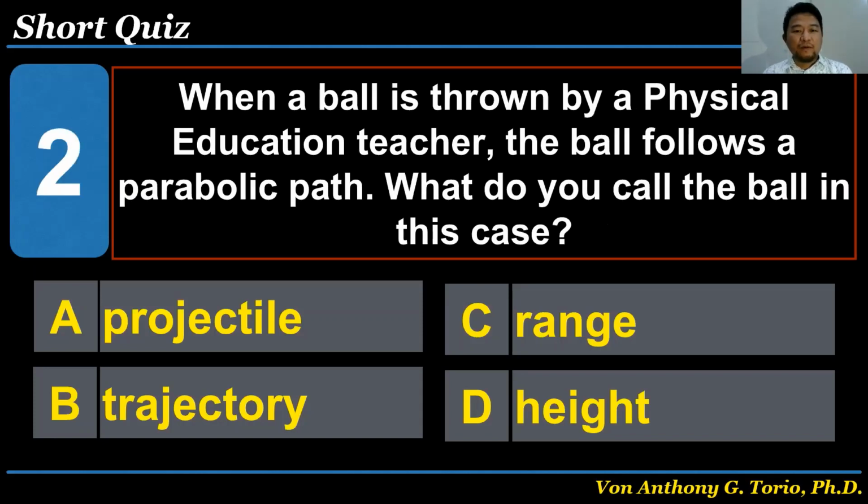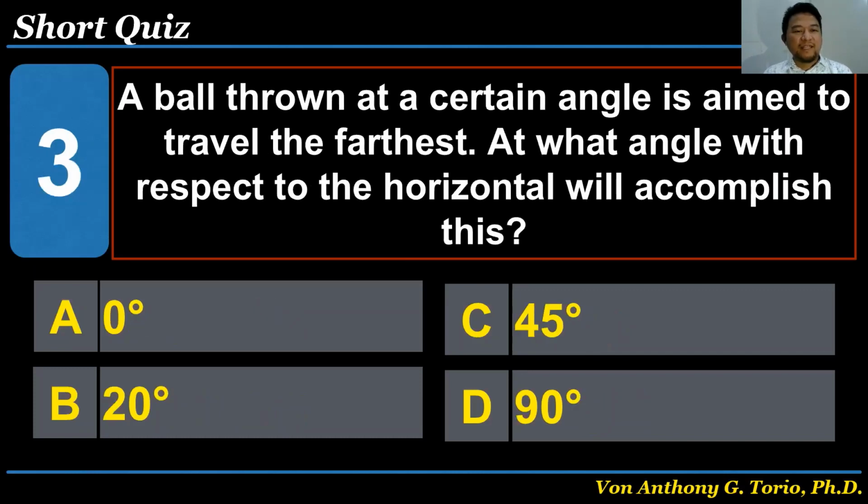Item number 2. When a ball is thrown by a physical education teacher, the ball follows a parabolic path. What do you call the ball in this case? A, projectile, B, trajectory, C, range, or D, height. Item number 3. A ball thrown at a certain angle is aimed to travel the farthest. At what angle with respect to the horizontal will accomplish this? A, 0, B, 20, C, 45, or D, 90.